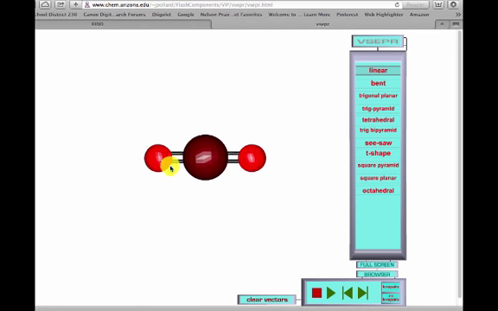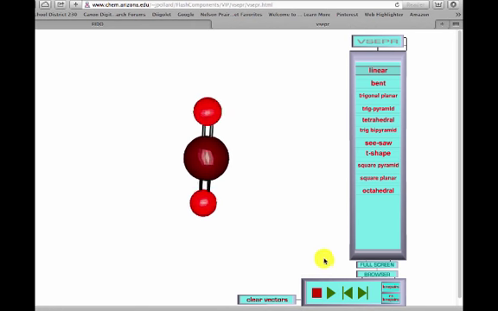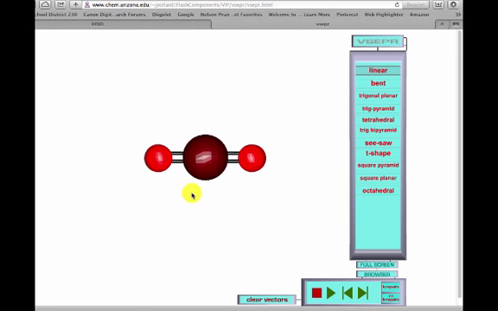Why is it linear? Because the electrons in my structure here, these are the bonds holding these two atoms together, are going to try to get as far apart as possible. And what they're going to do is repel, and they're going to get 180 degrees away from each other, giving us our linear structure. Now, what should happen if I had a structure that was three atoms?